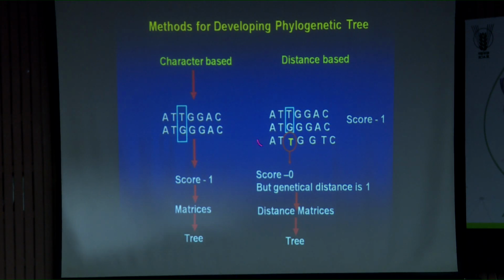In the character based method, we are not taking care of that distance aspect of the sequence, but in the distance based method we are taking care of that genetic distance, how much it is, and through this we create a distance matrix and develop a tree. So, there are two methods, the character based method and the distance based method.